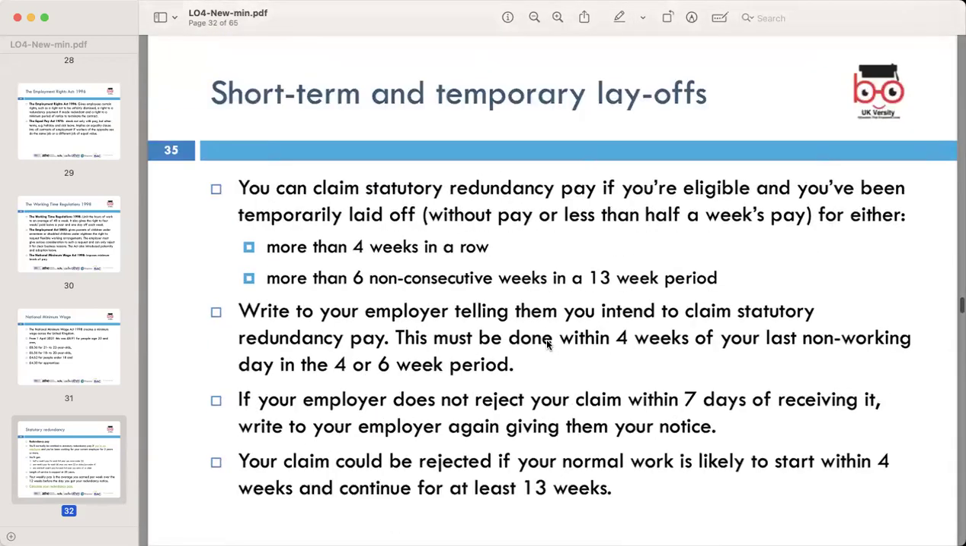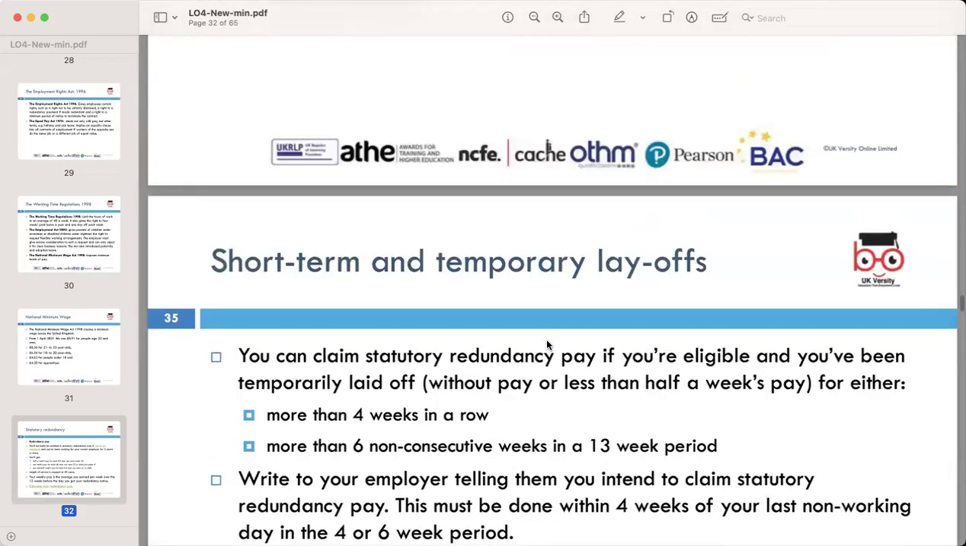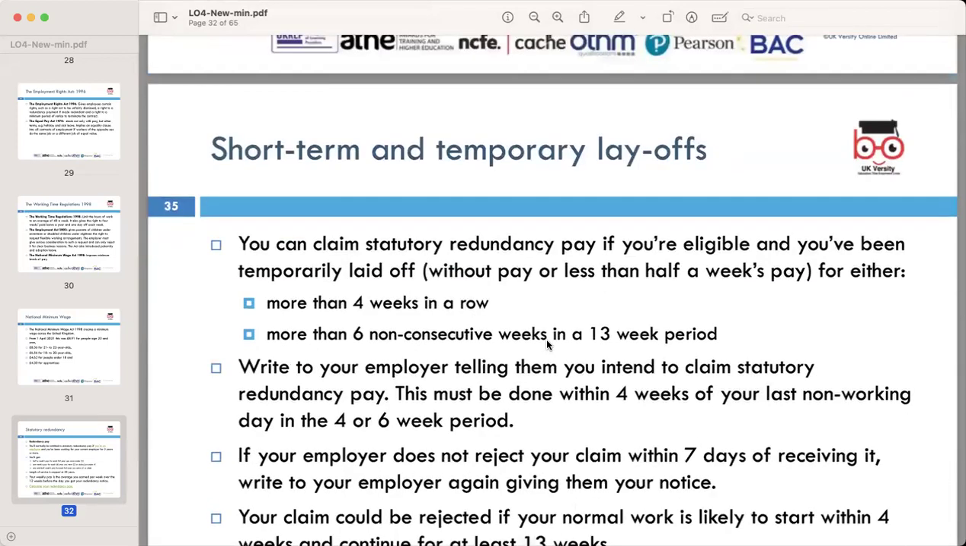Short terms and temporary layoffs. Short terms and temporary layoffs may entitle you to claim statutory redundancy pay if you meet certain criteria. This applies if you have been temporarily laid off without pay or are receiving less than half a week's pay for either more than 4 consecutive weeks or more than 6 non-consecutive weeks.